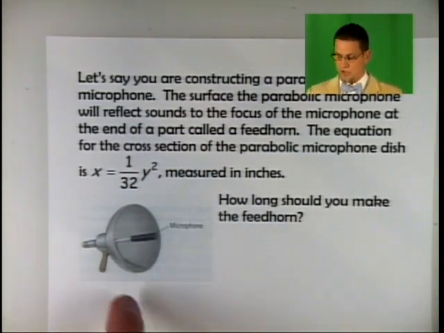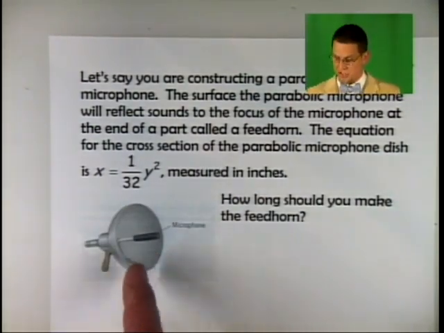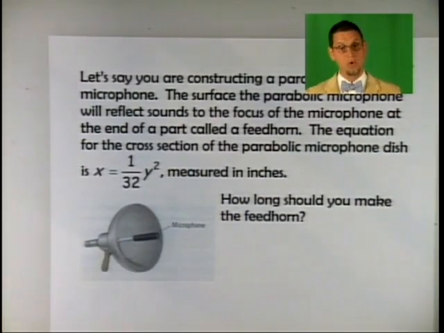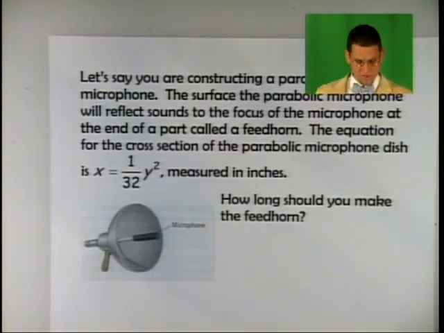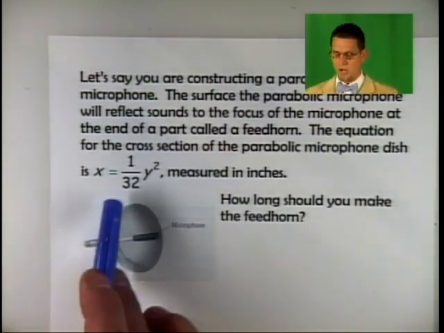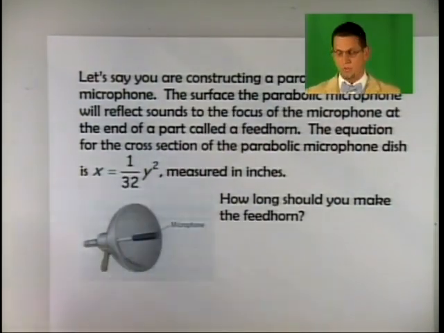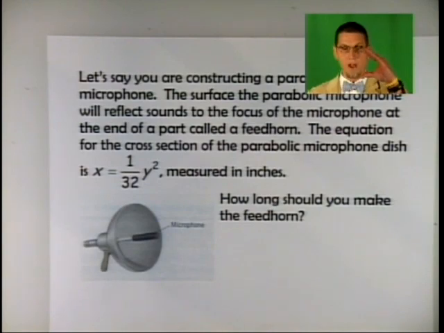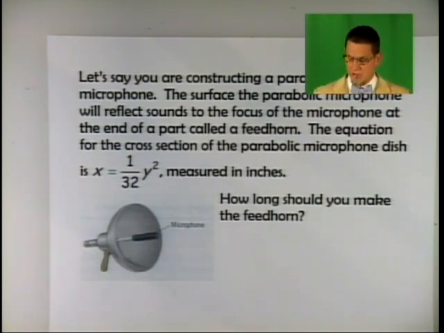Well, if we happen to know what the equation is of the cross-section of one of these parabolas, which when you're ordering these things to make your homemade one, you can buy them with different types of apertures, and that's important to know. So let's say that we know the equation of the cross-section is x equals 1 over 32 y squared. That means our parabolic microphone's opening sideways, to the right. How long should we make the feed horn, right? If the focus is such a critical point for reflecting the sound to, you have to make the feed horn length exactly, correctly, precisely the right length, or it's not going to work.